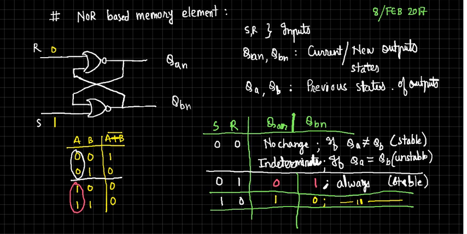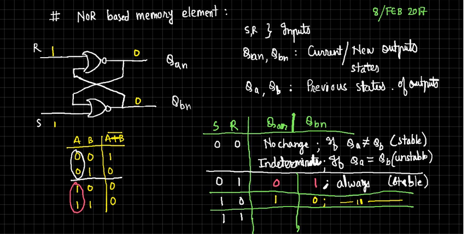Let's consider the case 1 1. You tell me what is the output. Now I am considering the case 1 1. Doesn't matter what the inputs are, 1 will always get the output as 0. So it is again stable.